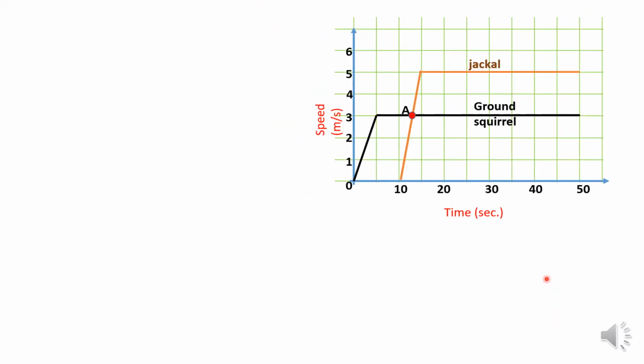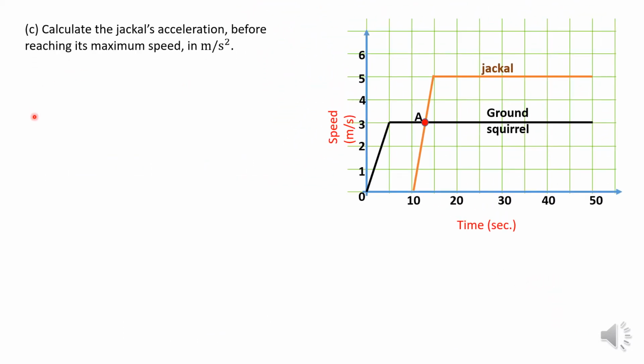All right, so let's continue with the current question. Part C says you're supposed to calculate the acceleration of the jackal before reaching the maximum speed. So before reaching the maximum speed, which was 5 meters per second, you take this 5 meters per second and you divide it by this time here, very important, which is 5. So it's 1 meter per second squared, that is the acceleration.